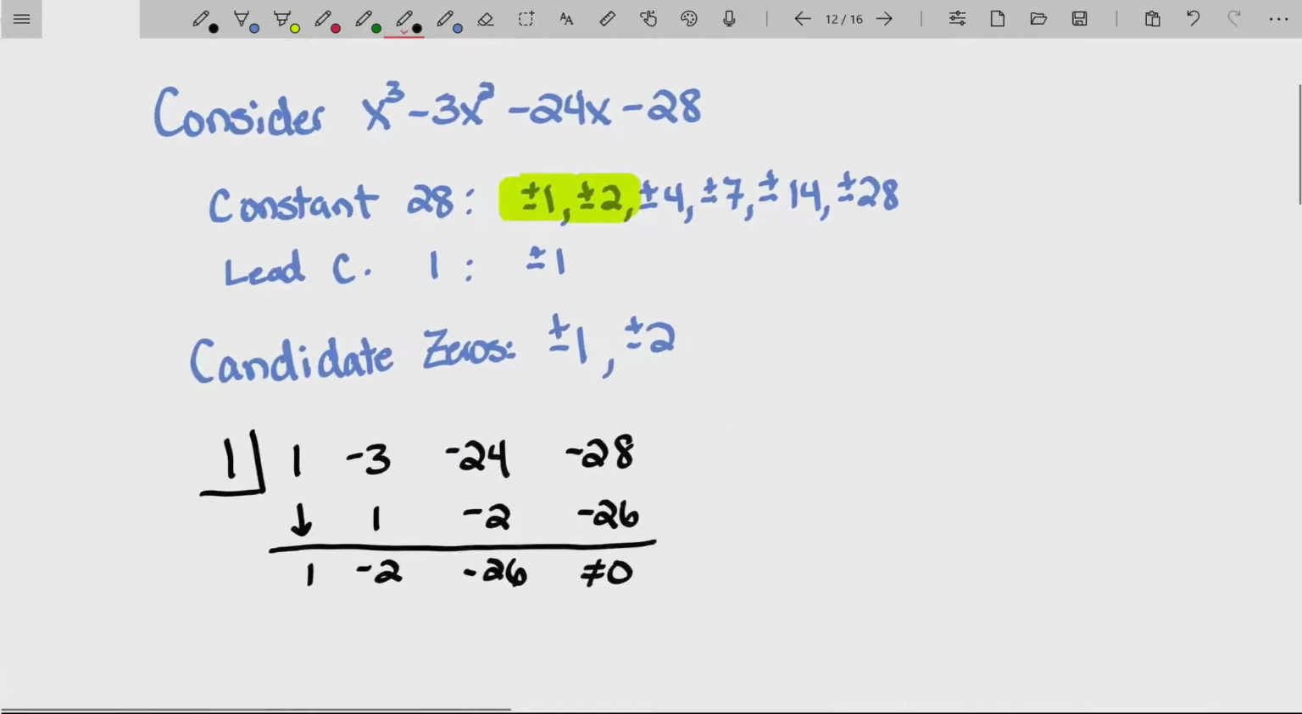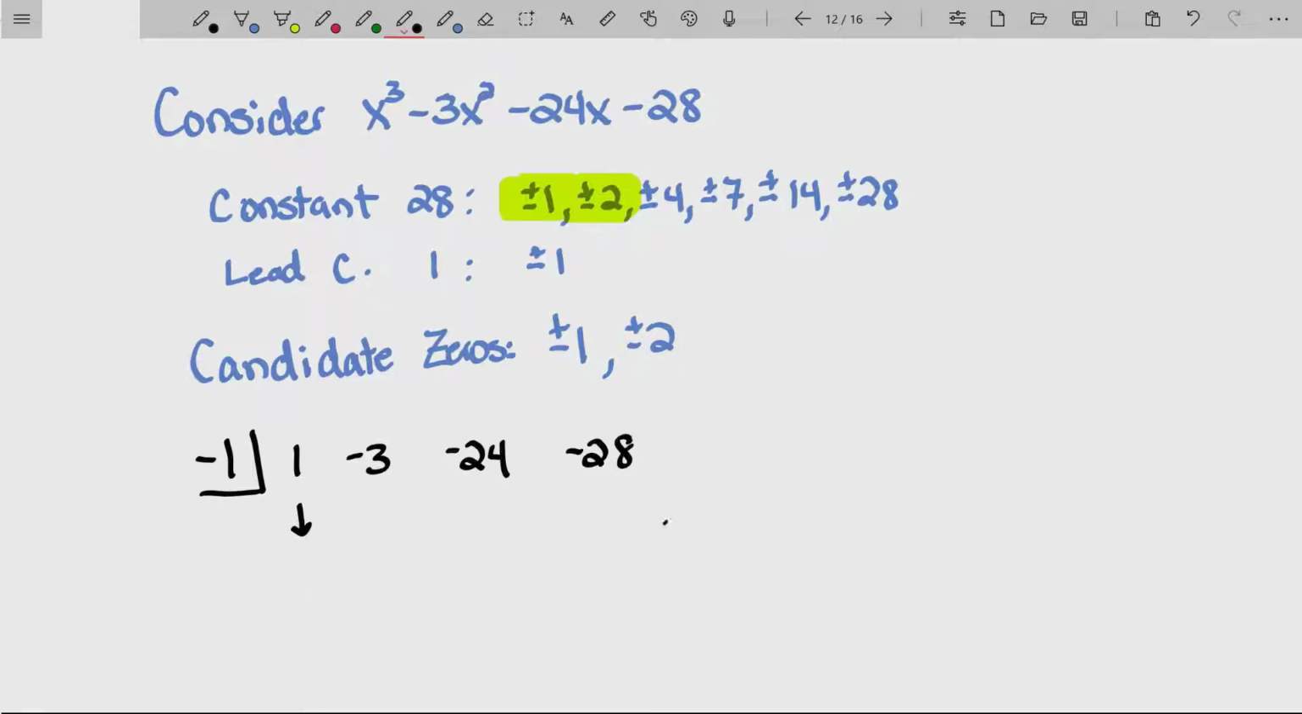So let's go ahead and try synthetic division with a -1 instead. So I'll erase all my work before. Remember, you bring down the 1, multiply it by a -1, it becomes a -1. Add those two together, it becomes a -4. Again, -1 times -4 is 4. Add those together, it's a -20. And this will be a +20, and that's non-zero. So, okay, -1 is not a 0 either.